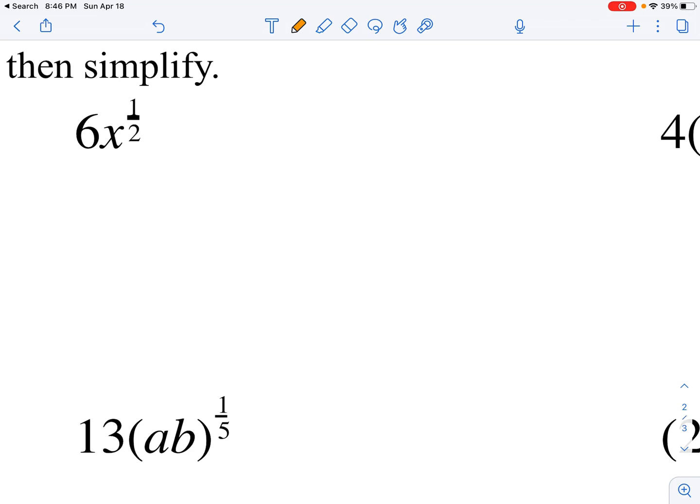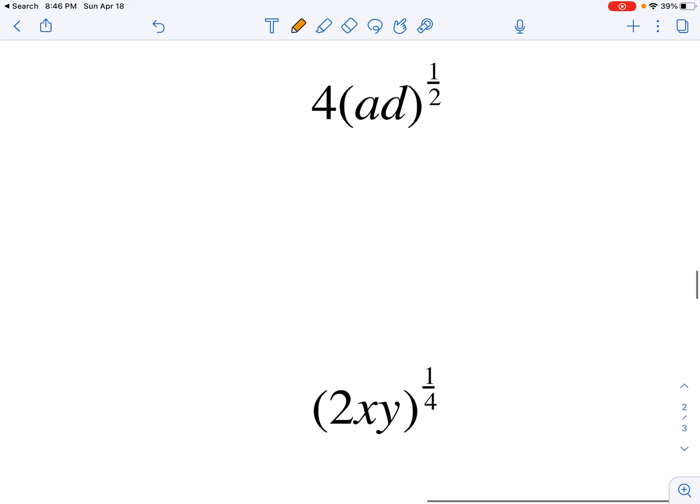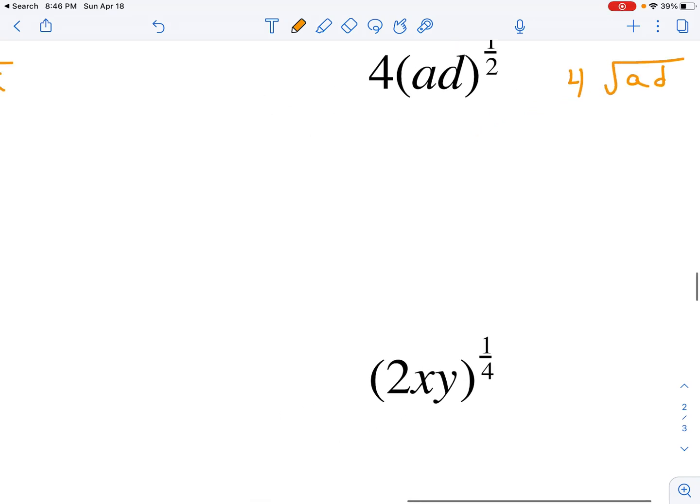For this one, it's a little bit different because now the x is the only thing being affected, which means 6 stays out front. X goes inside. We don't need to write our index or our exponent because they're a 2 and a 1. 4 will go out front. Inside the radical, we'll have a and d. They're both being taken to the 1/2 power, so we won't have to write anything for them.